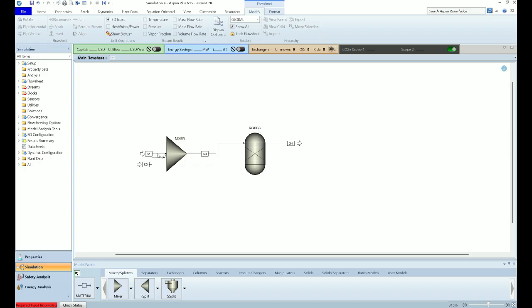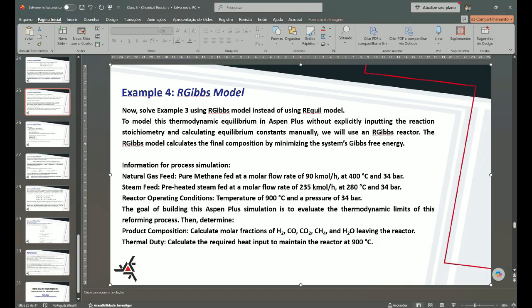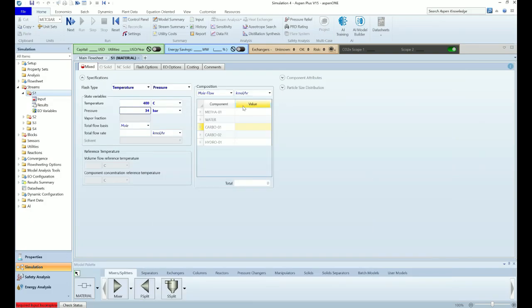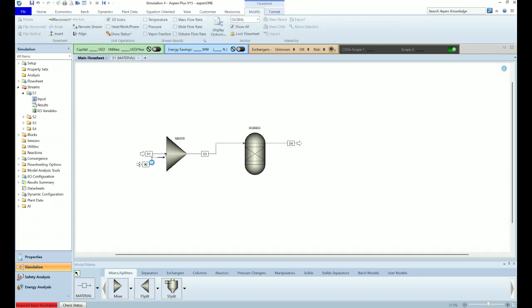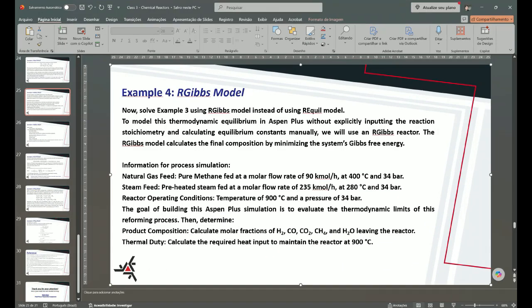Okay, so let's first define the amount of methane. Okay, and the temperature specified 400 Celsius degrees, 34 bar, and let me just check here, 90 kilomoles per hour. Okay, now let's define the conditions for the steam. We are going to select 280 Celsius degrees, 34 bar, and an amount of 235 kilomoles per hour of steam. Okay, I think that's it.